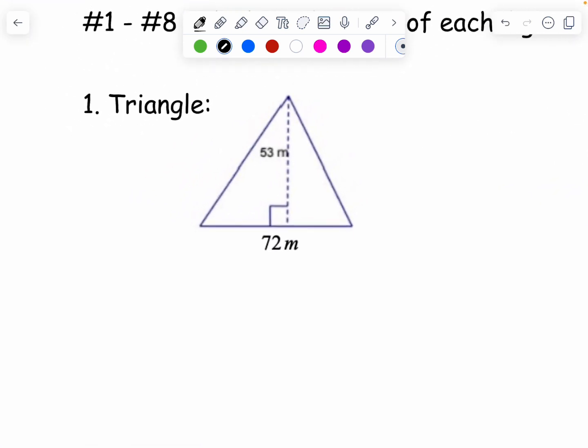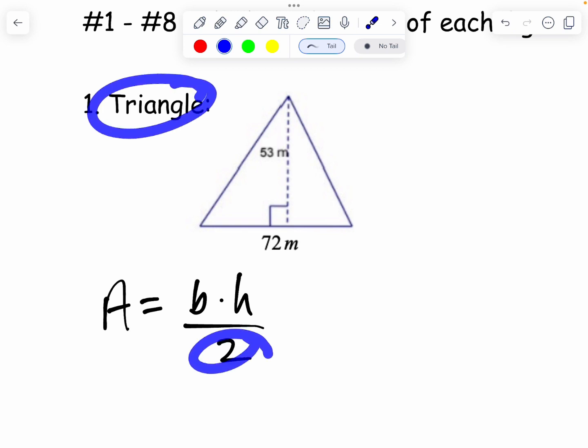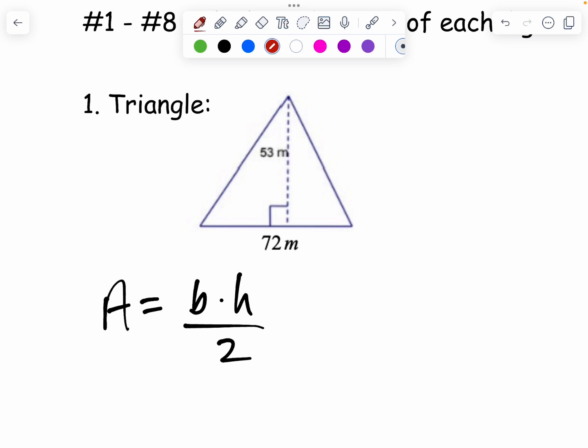So here, number one, we have a triangle. The first thing I want you to do is look on your note card and write down the formula. And for a triangle, we can't forget the divide by 2, okay? The base and the height are the two sides that have the right angle connecting them. So these two things, okay? See the right angle? So this part is 72, that's the base. 53 is the height, so that is perfect.